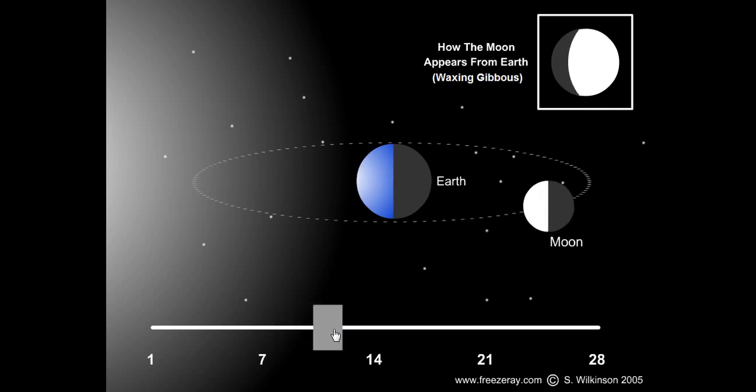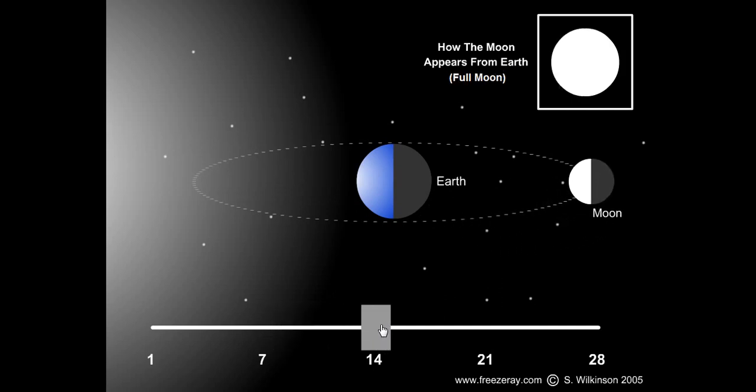Let's move across. So it's still waxing. We get to the point here where we've got the full moon. So unless we've got an eclipse, the sun will light up the whole of the face of the moon that we can see.